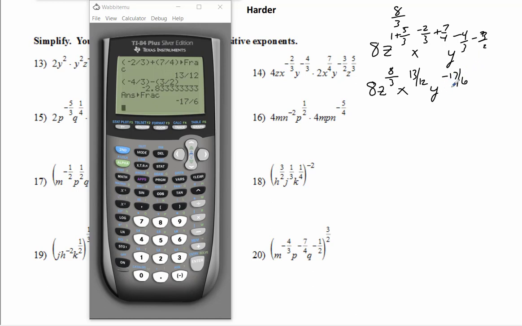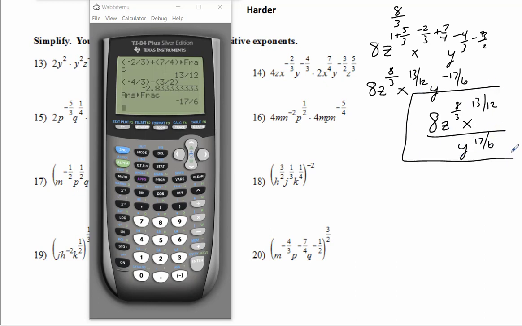It actually has to go to the bottom. So I get 8z to the 8/3, x to the 13/12 over y to the 17/6. Okay, so that would be my answer for number 14 right there. That's pretty much as hard as they're going to get. We might have some parentheses and stuff like that, but that's pretty much as bad as they're going to get. All right, let's keep moving here.